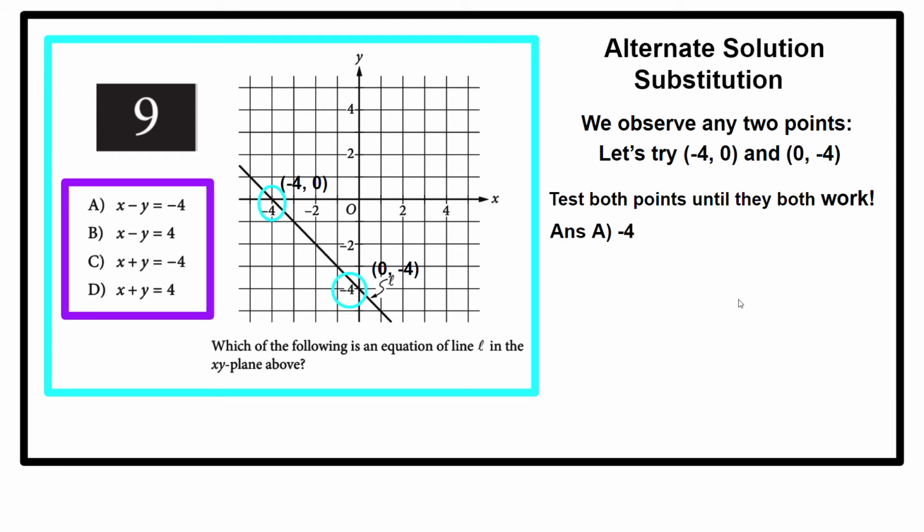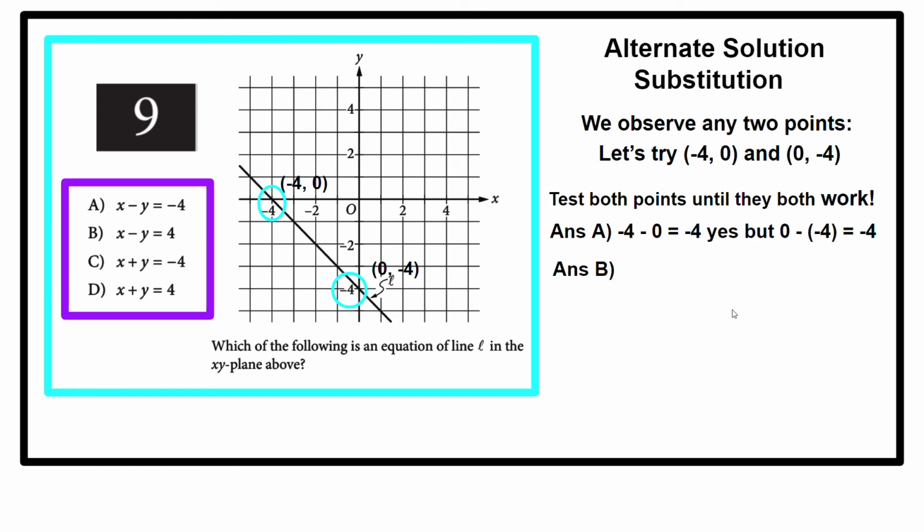So in answer A, we first try point (-4, 0). x is -4 minus y, which is 0, and -4 minus 0 equals -4, and that works. Let's try point (0, -4). x is 0 minus y, which is negative 4, equals negative 4. No, that's not true. 0 minus negative 4 is 4. 4 does not equal negative 4. So answer A is not correct.